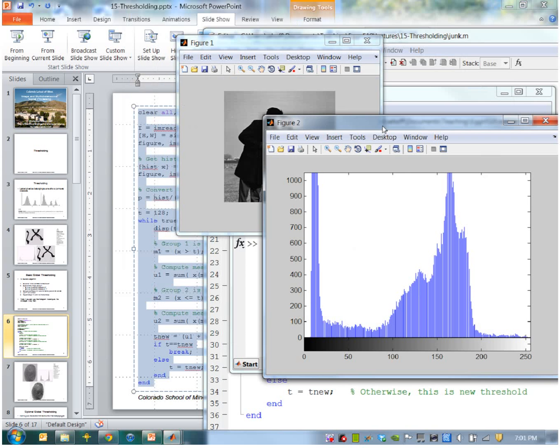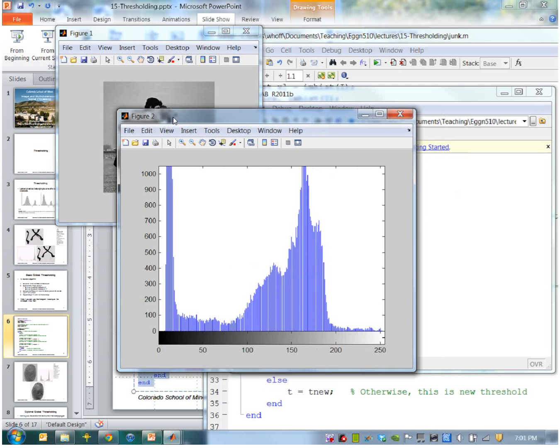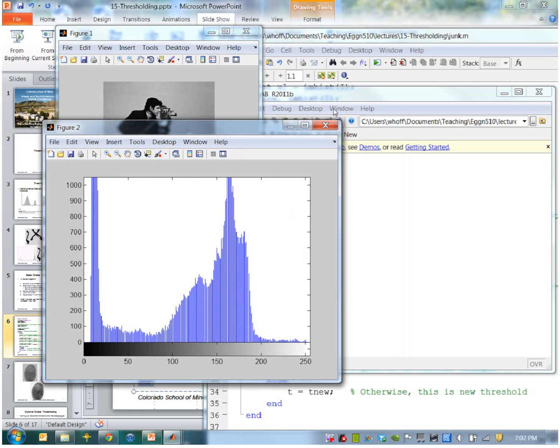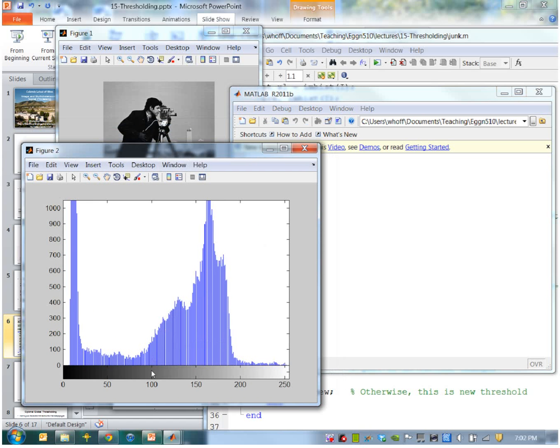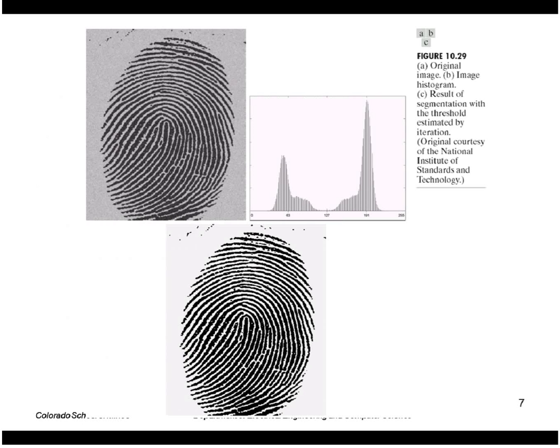Okay, so we read in the cameraman image. This is the histogram of the cameraman image. Remember, we started with an initial guess of the threshold as 128. The sequence of iterations went from 128 to 108, 95, etc., finally stopping at 88.5, which is about right here. And here's another example of an image that's segmented using this simple algorithm.